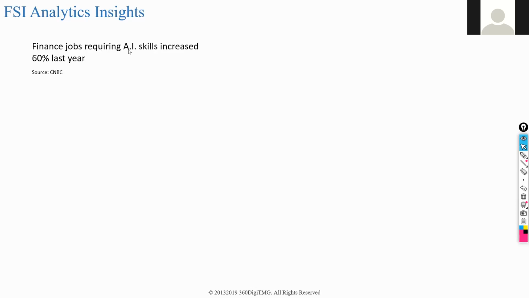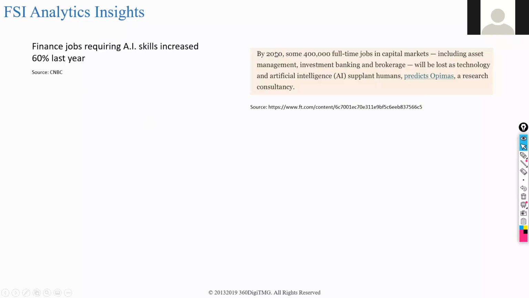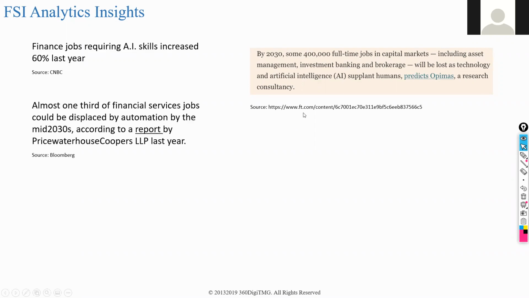Financial jobs requiring AI skills increased by 60% last year. Who's saying? I'm not saying that. CNBC is saying. By 2030, 400,000 full-time jobs in capital markets, asset management or investment banking, brokerage, etc. These many jobs in these capital market streams will be lost because of technology and AI, according to Financial Times. 1/3 of financial services jobs could be displaced by automation by mid 2030. Who is saying this? PwC, one of the big fours, PricewaterhouseCoopers. LLP means limited liability partnership. Anyways, that's other stuff. Bloomberg says this.